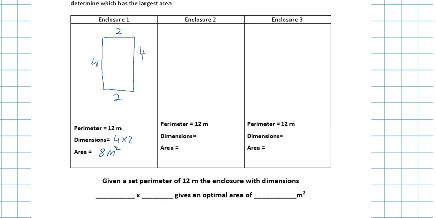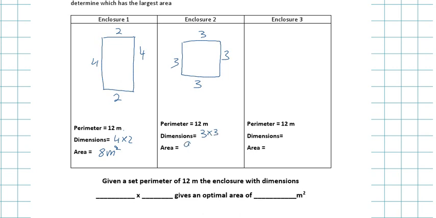Can you give me another example that will make up 12 meters? So what would it be? 3 by 3. So I have 3 by 3 by 3 by 3. The dimension here would be 3 by 3. What would my area be? 9.